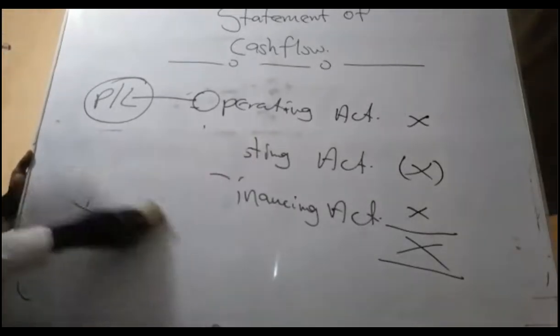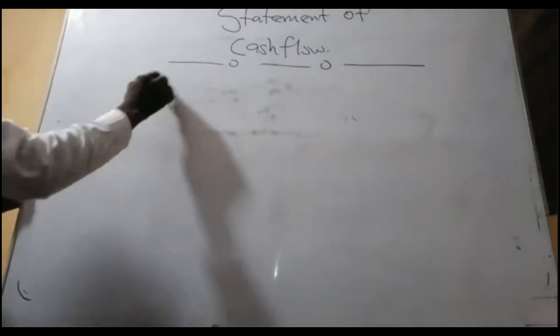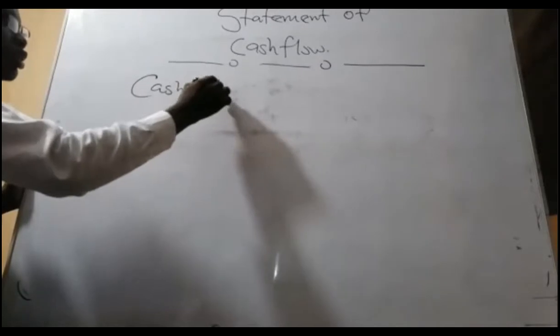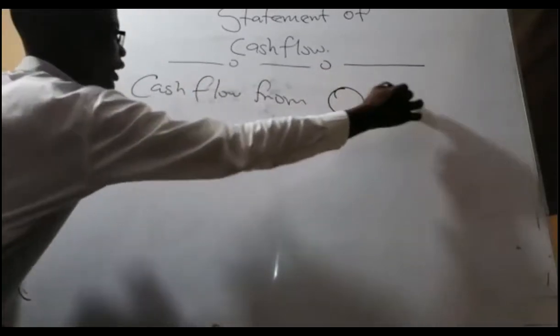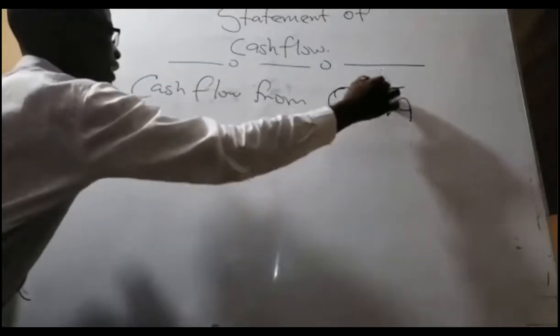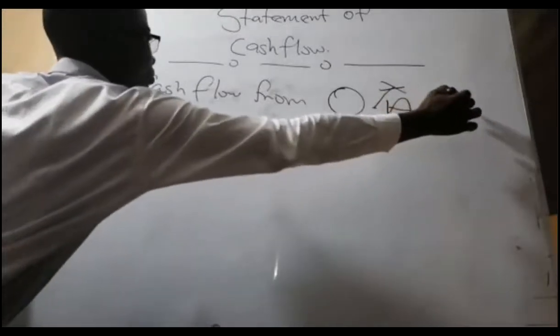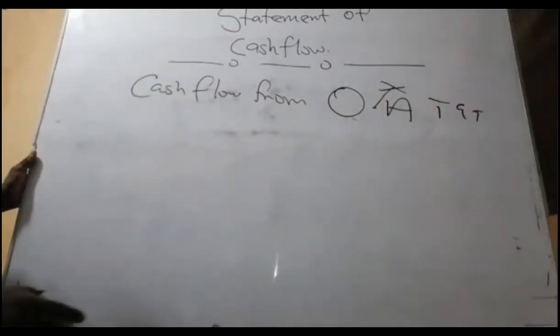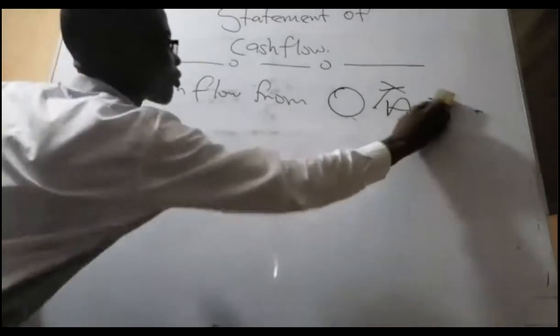So, cash flow from operating activities using the direct method. Let's see. Cash flow from operating activities, OA. Please, no shortcuts in the exam. Take note: if I write OA, I will just add the full words to it. No shortcuts.